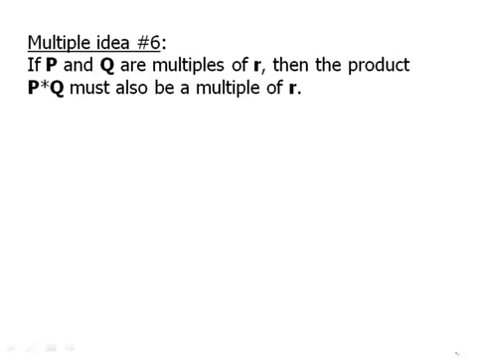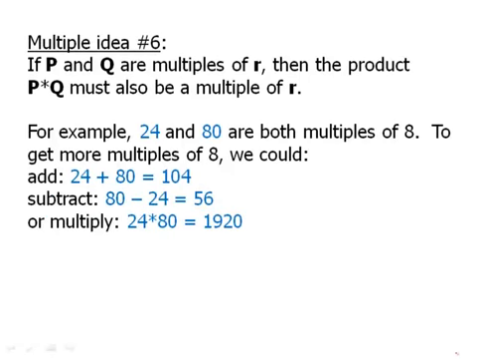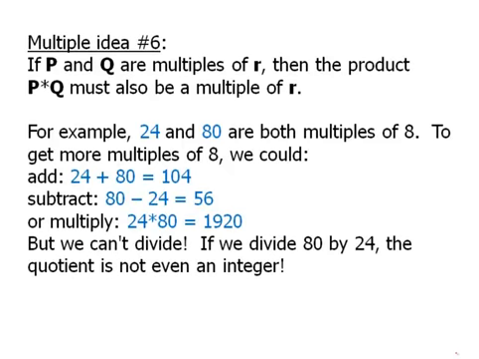Finally, to extend that, if P and Q are multiples of R, then of course the product of P times Q must also be a multiple of R. Well, that makes sense certainly, because any multiple of P and any multiple of Q is a multiple of R. For example, 24 and 80 are both multiples of 8. To get more multiples of 8, we could add them, we could subtract them, or we could multiply them. And all of those would give us more multiples of 8. Notice, though, we can't divide. If we divide 80 by 20, the quotient isn't even an integer. So it's certainly not going to be an integer divisible by 8.